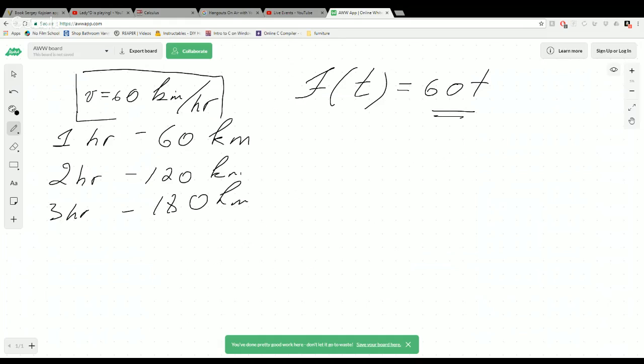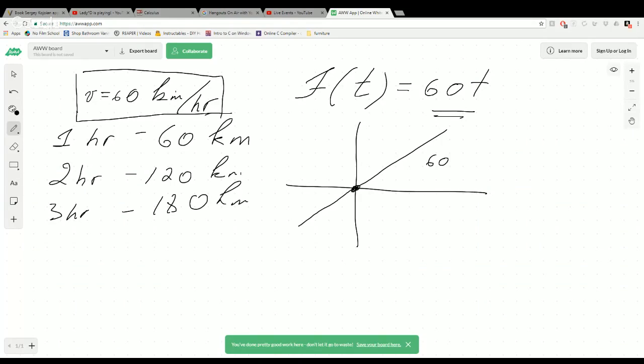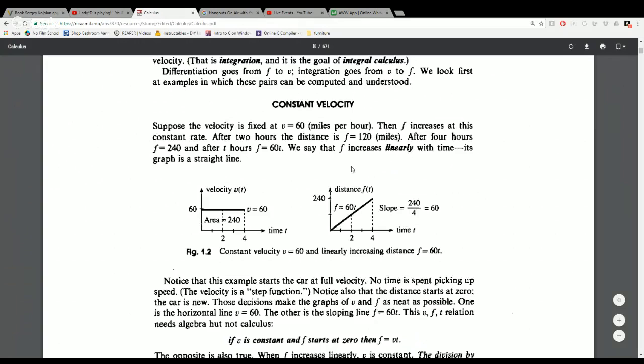We've recovered this information from the information about our velocity. This was the central question of calculus, right? And this is a line, of course, we can graph it. It's the line that passes through the origin, and it has slope 60. All right, we move forward. We say f increases linearly with time. Its graph is a straight line, right?